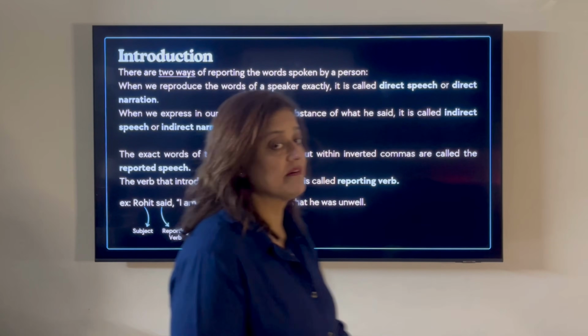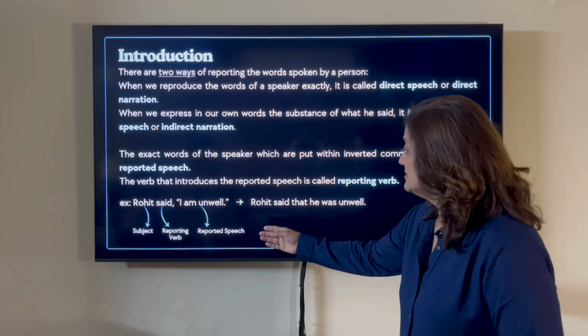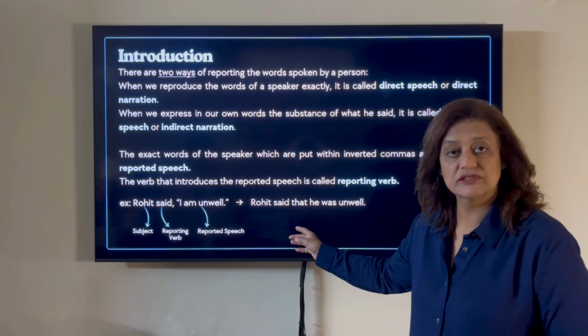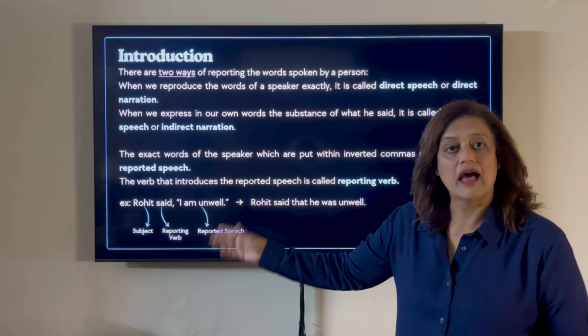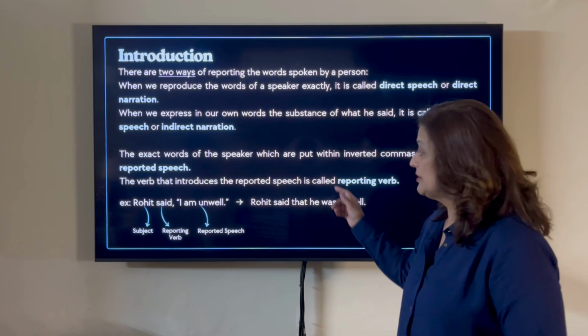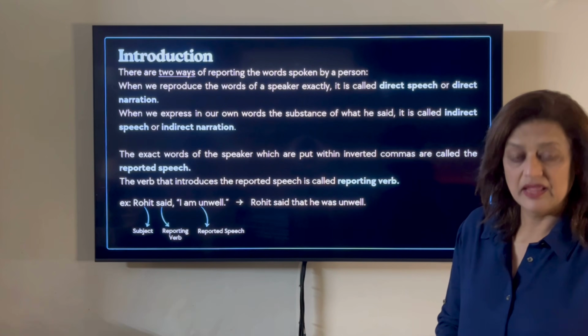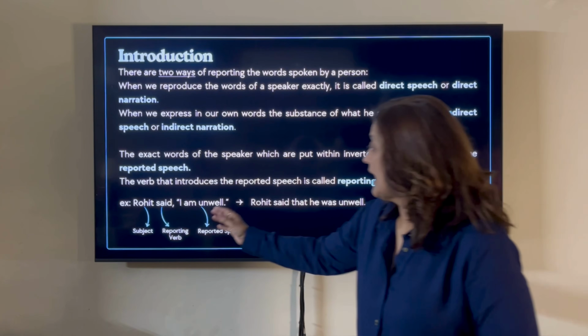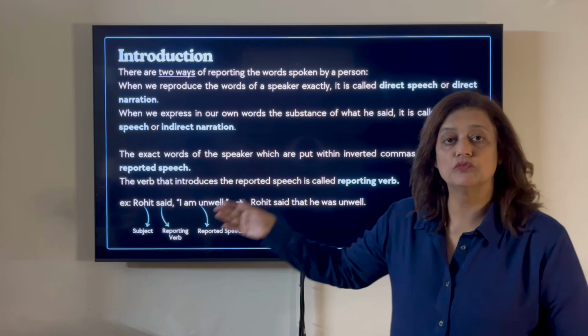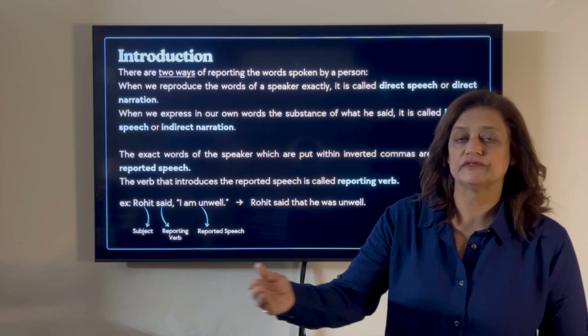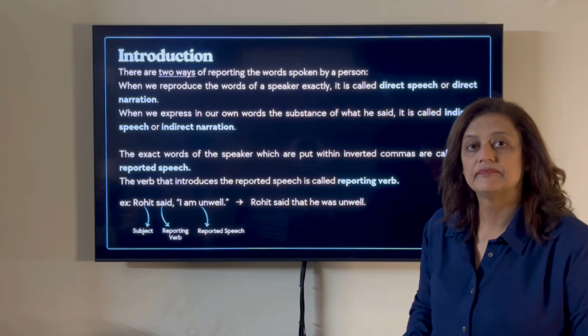Changing it to indirect speech: Rohit said, we add the conjunction "that." The pronoun I changes to he, and am changes to was: unwell. Now, how did I change to he and am to was? There are rules further to understand.